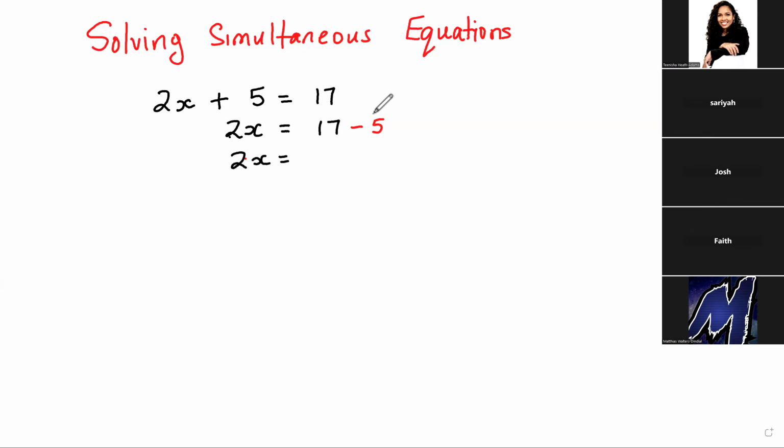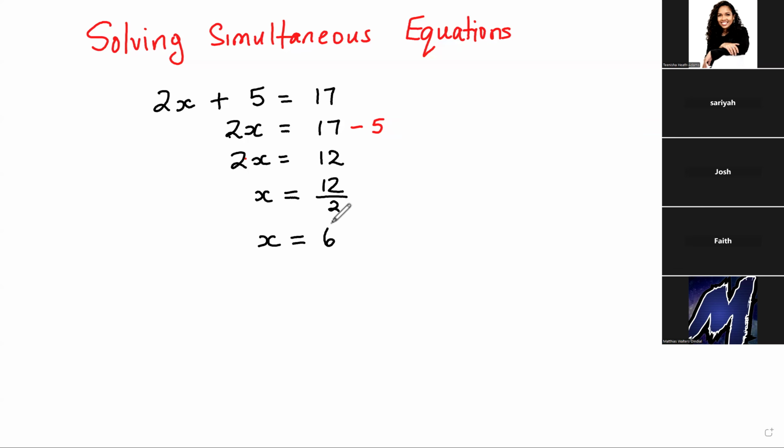So 2x would be 17 take away 5 is 12. And therefore, if 2x is equal to 12, this literally means 2 times x. So x would be equal to 12 divided by 2, which makes x equal to 6.